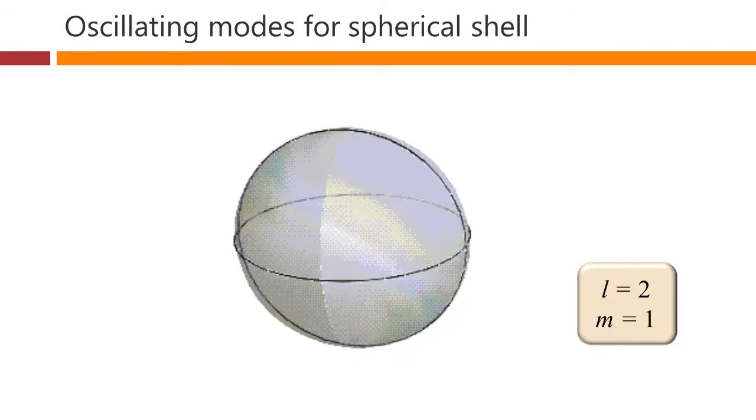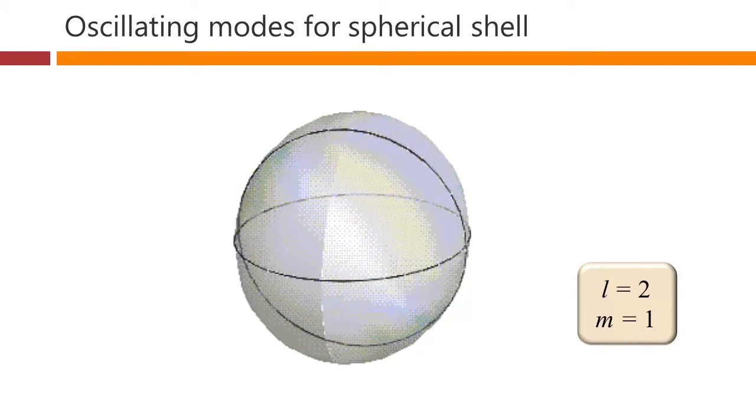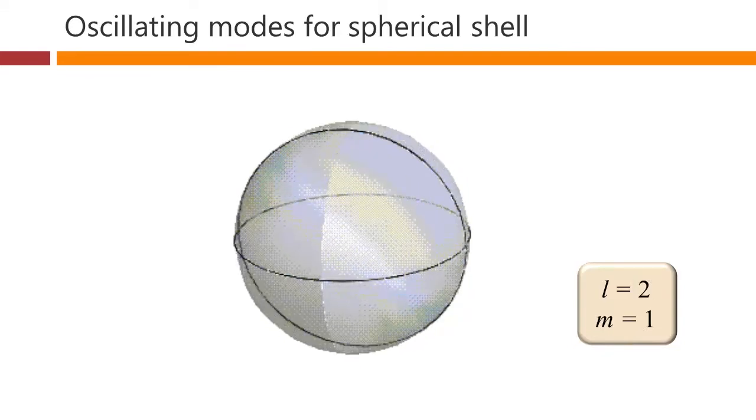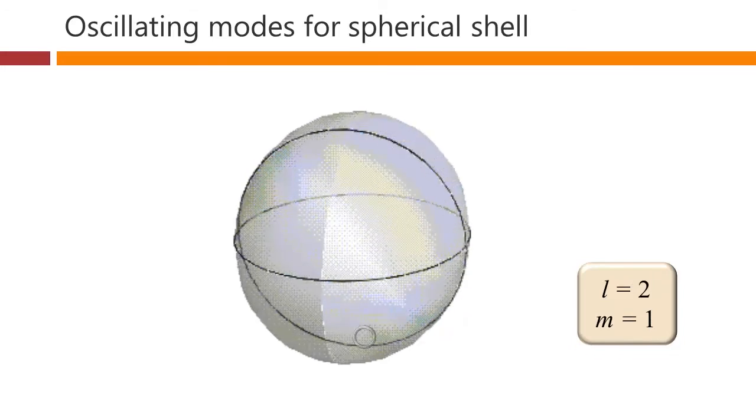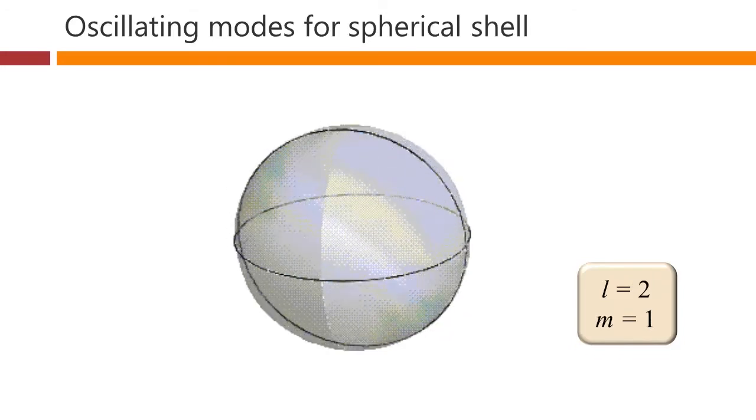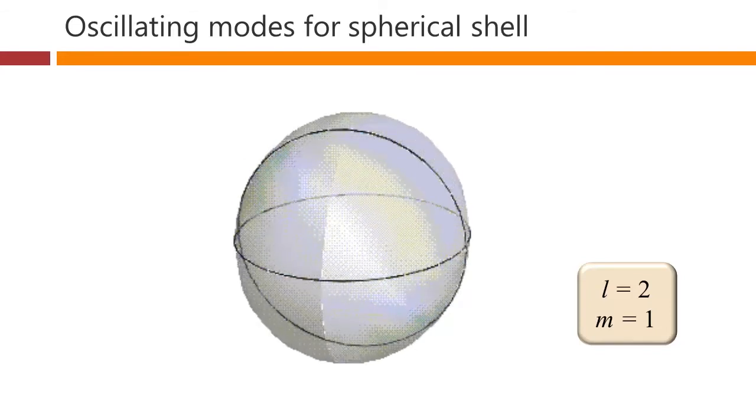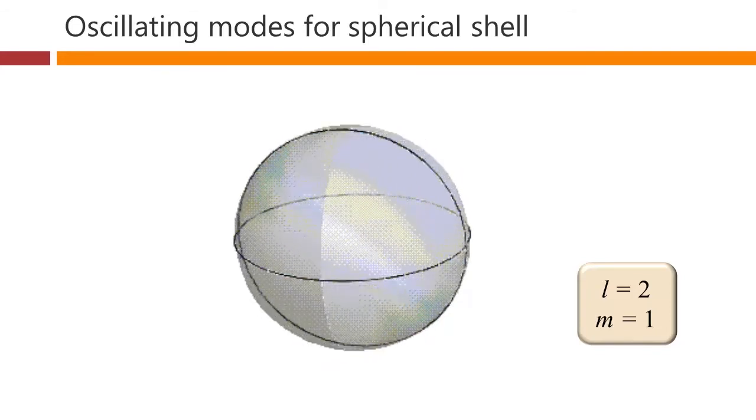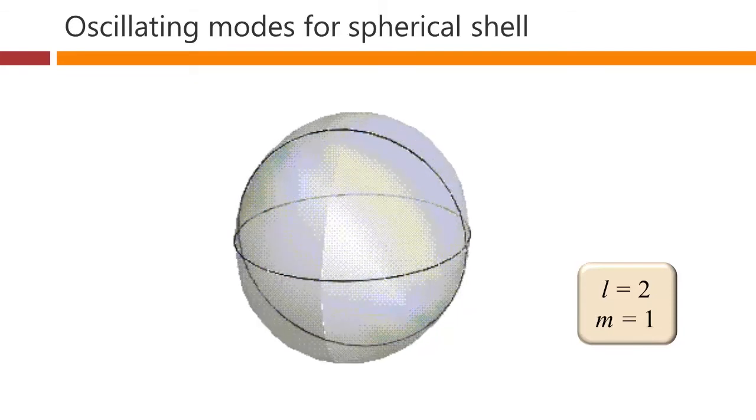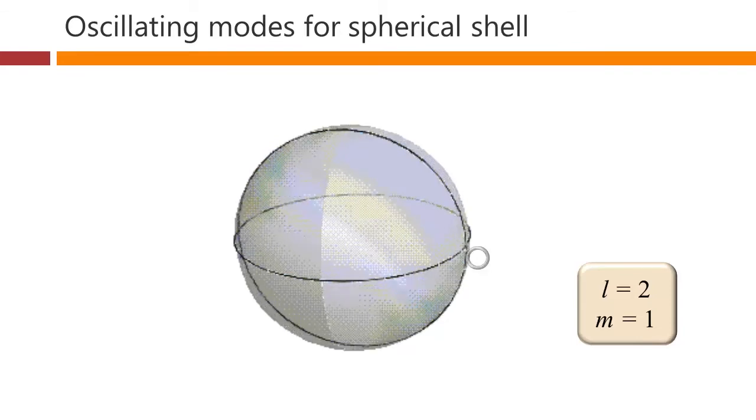If we go to L equals 2, M equals 1, we still must have 2 nodal circles, one of which passes through the poles. So this is a vibration in which we have quadrants going in opposite directions relative to one another. As these 2 quadrants go out, the other 2 go in, and the one round the back here.